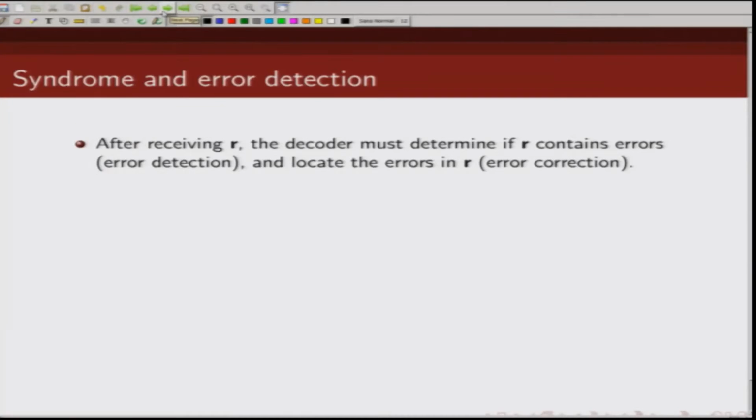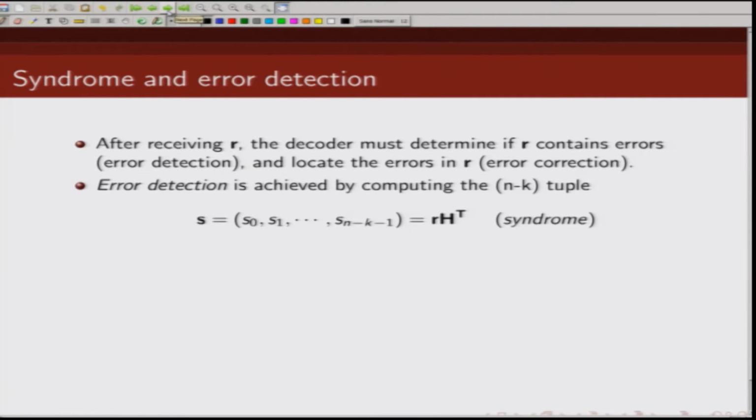Now, when we are sending this code word over a communication channel, what are we interested in? We are interested to find out whether any error has occurred. If any error has occurred, we are interested to find out the location where the error has occurred, so that we can correct those errors. First, we are going to show how we can detect an error. So, we define a term which we call syndrome.